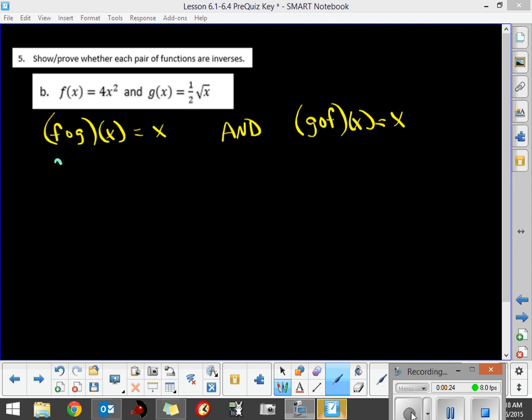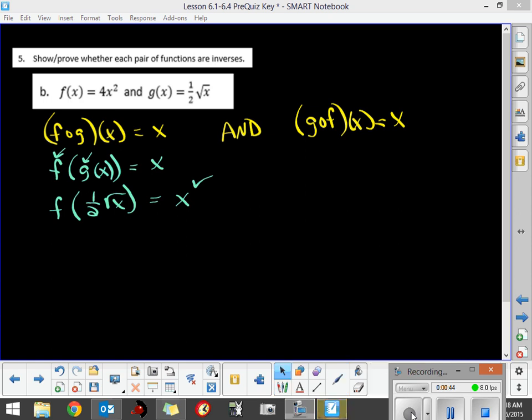What I'm going to do is demonstrate that if I put function g into function f, I will return a value of x, which means f will undo whatever g does. So we have to put into function f the value of function g, which is 1/2 times the square root of x. I want to verify that it's going to be equal to x once we simplify.